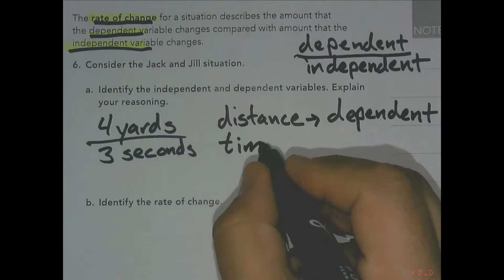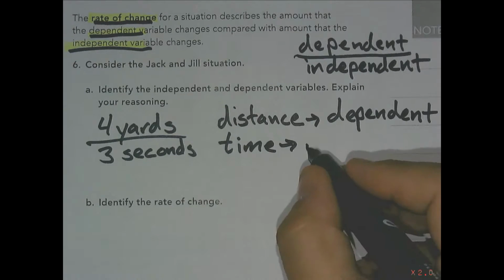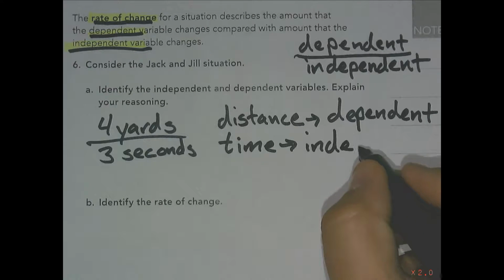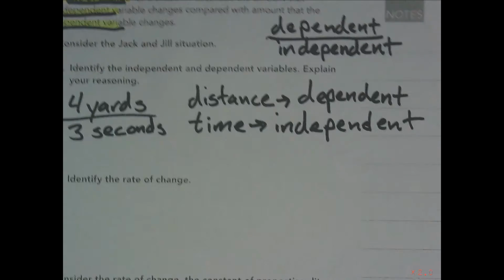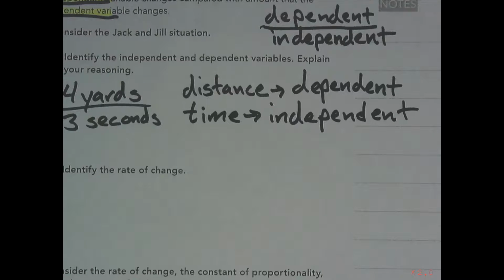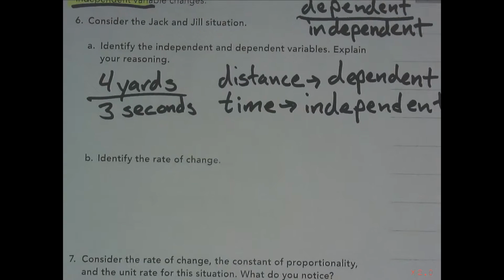Now time is an interesting thing because time is almost always independent. So whenever we compare two things, time is almost always independent. So on the Jack and Jill scenario, we said that Jack and Jill went up a hill. They went up 4 yards every 3 seconds. So then the distance was one parameter that we were measuring, and time was the other. Almost always, time is almost always independent.